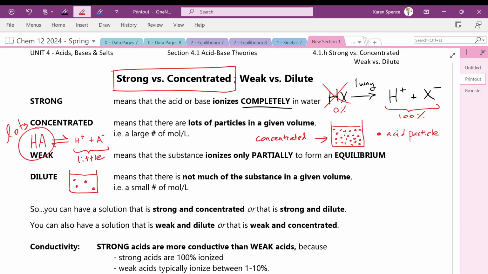So you can have a solution that is strong and concentrated, or you can have a solution that is strong and dilute. If it is strong and dilute, it just means that all the particles are dissociated, but you don't have very many particles to start with. Okay? You can have a solution that is weak and dilute, but you can also make it weak and concentrated, which just means it doesn't dissociate much, but it has a lot of particles. Okay.